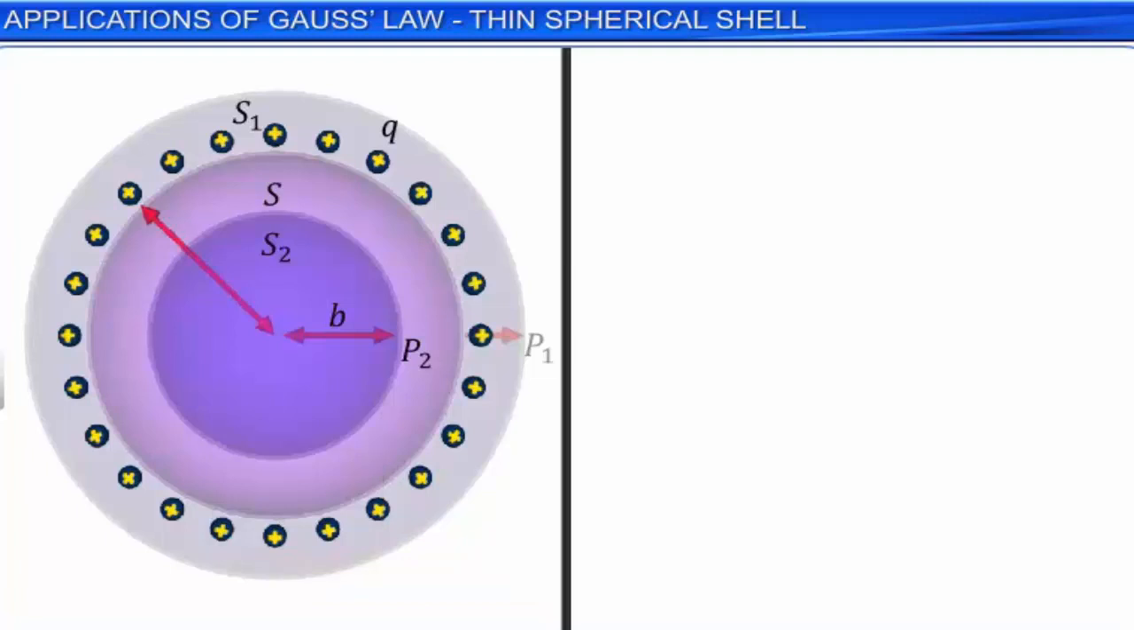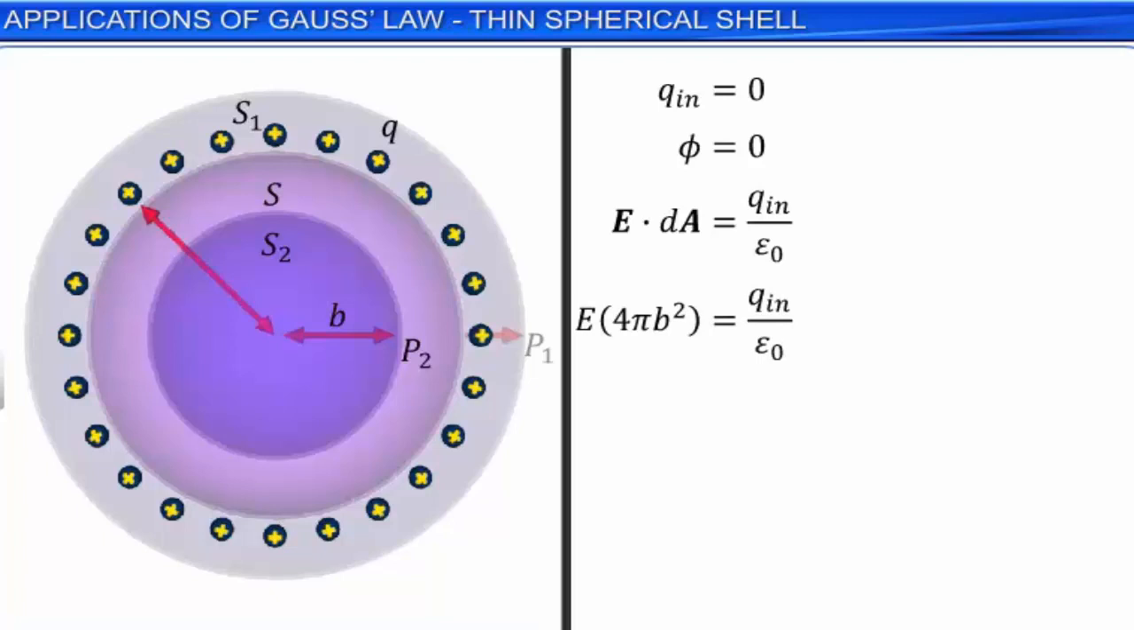Since the Gaussian surface S2 does not enclose any charge, Q in is equal to 0 for the given surface. Hence, net flux phi through this surface is 0. According to Gauss law, the integral E dot dA is equal to Q in by epsilon naught. Given that the Gaussian surface S2 has a surface area of 4 pi b square, and since Q in is 0 for S2, the electric field strength for any point within the Gaussian surface is 0.